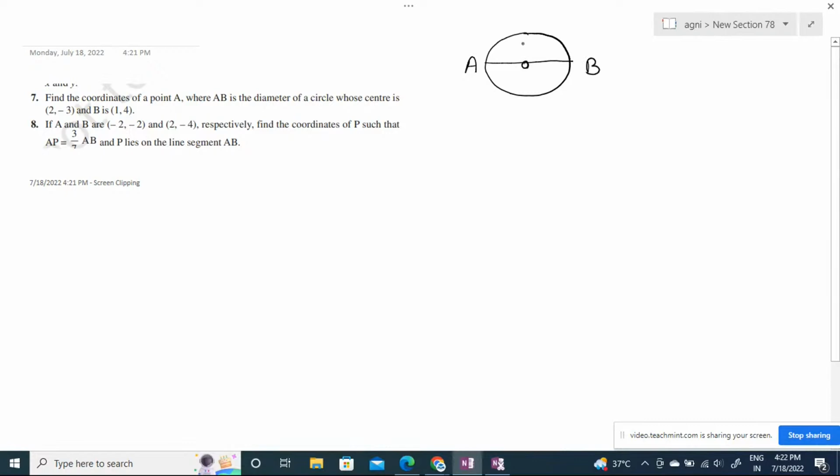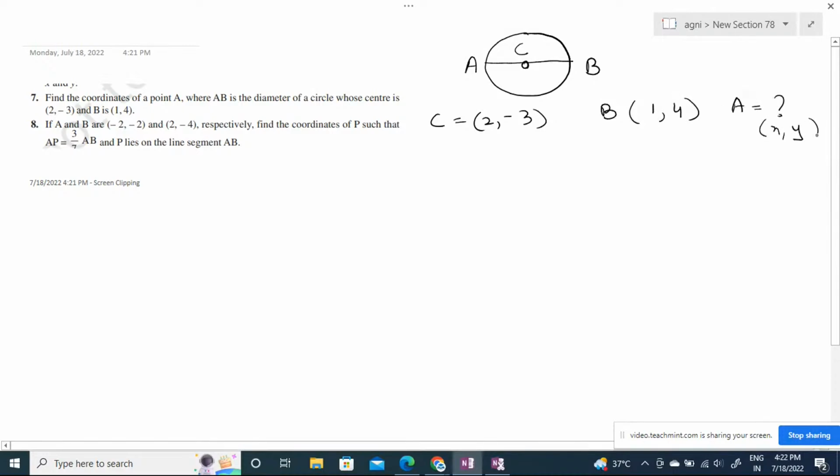The center is given at C, and the value of C is given to you as 2, -3, and the value of B is given to you as 1, 4, and you have to find the value of A, that is X and Y. Now C is in the center, so we use the midpoint formula. So coordinate of C, that is 2, is equal to (1 plus X) by 2. Coordinate of A and B, that is 2 is equal to 1 plus X by 2, and here -3 is equal to (4 plus Y) by 2.